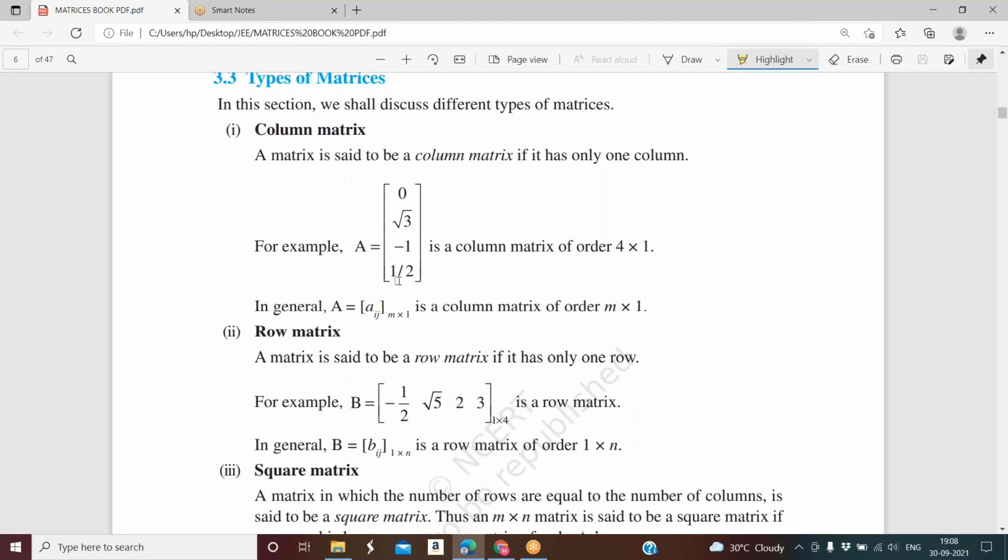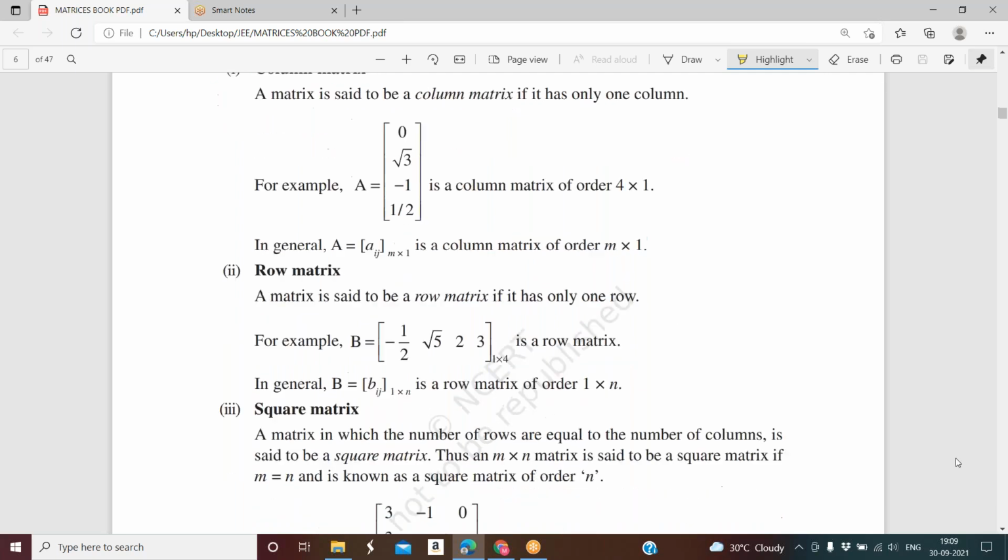For example, A equal to matrix 0, root 3, minus 1, 1 by 2 is a column matrix of order 4 cross 1. There are 4 rows and 1 column. So it is a column matrix of order 4 cross 1. In general, matrix A equal to matrix Aij over m cross 1. So number of rows is m and number of columns is 1. This is a matrix of order m cross 1.